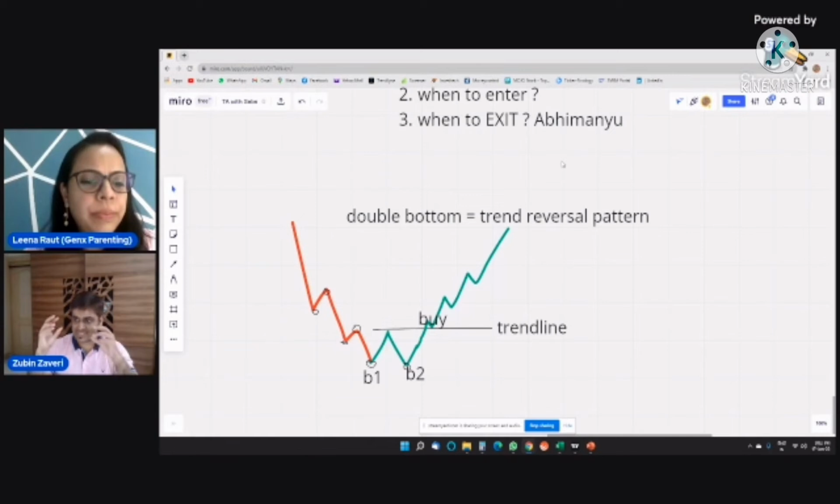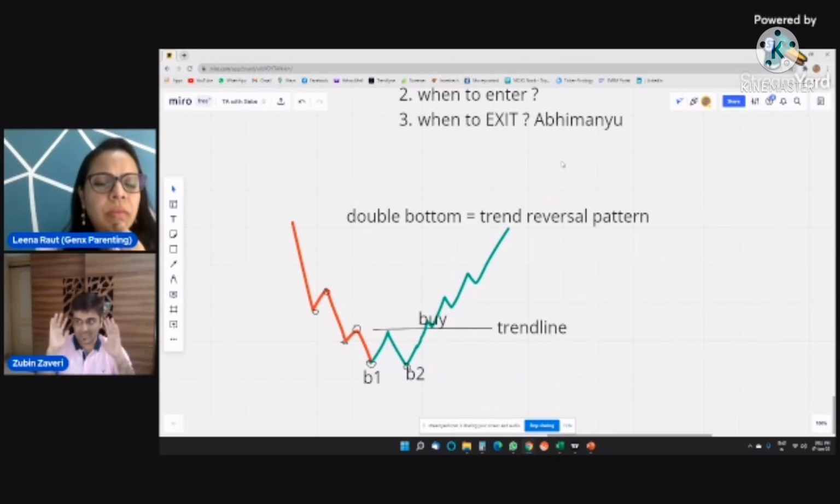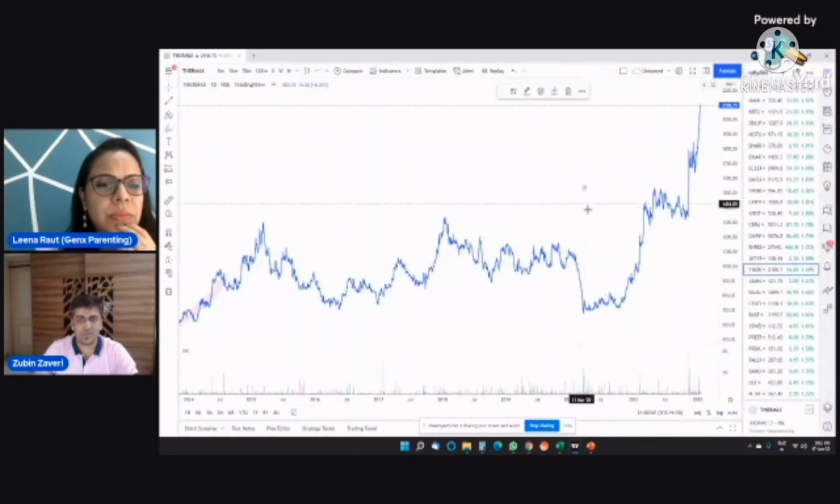Clear? Did you understand the simple stuff? I'll give you a practical example as well, which will give you more clarity on this. But this theory, did you understand? I'm keeping things very simple right now. Now, let's have a look at this particular stock.